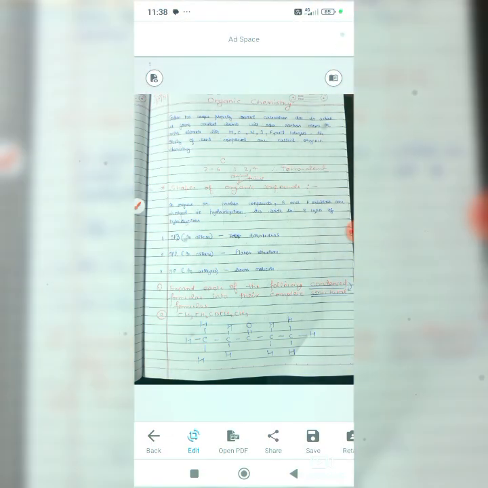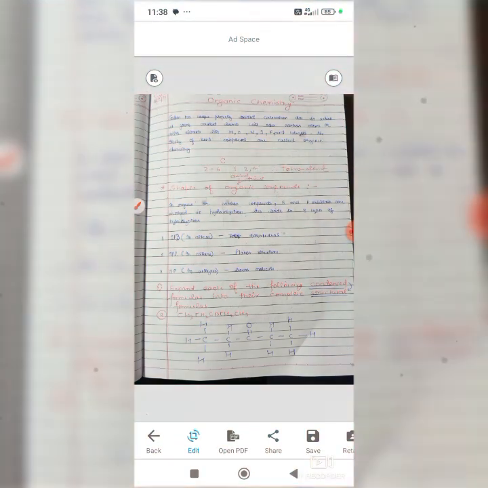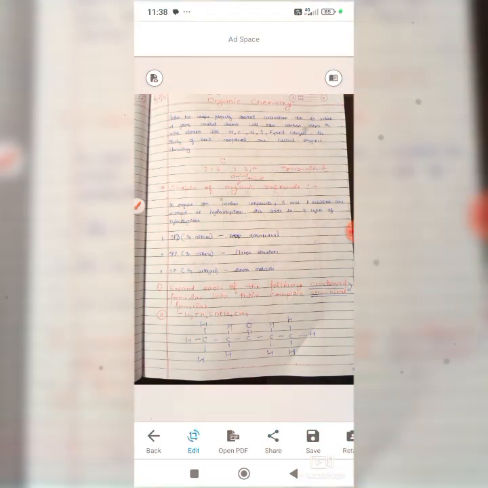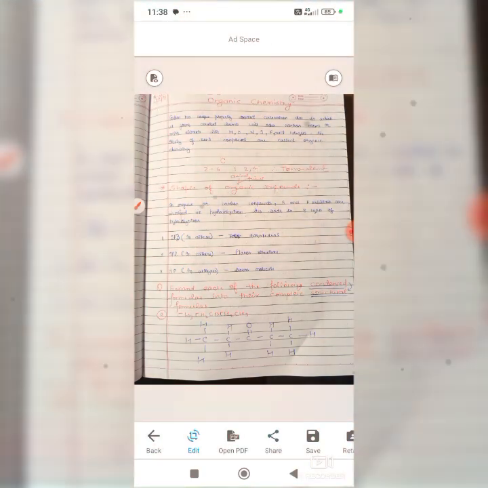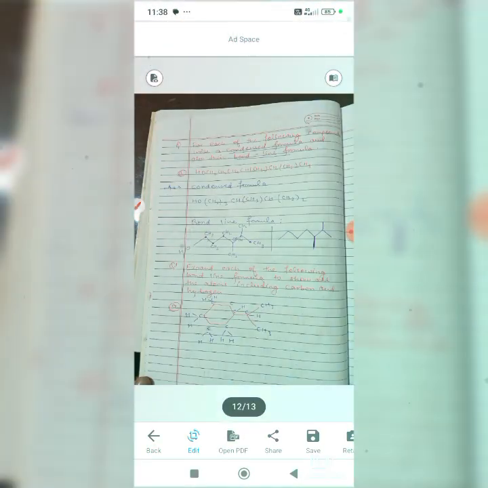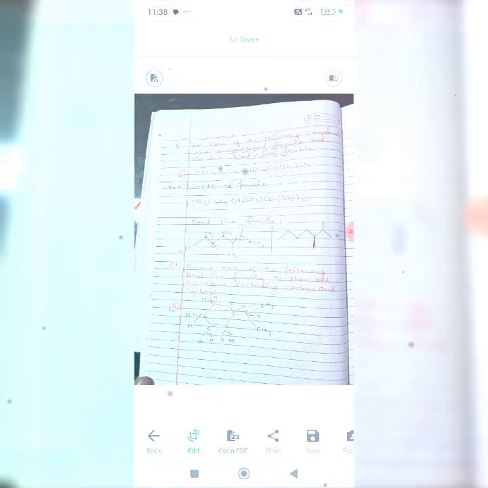Expand each of the following condensed formulas into their complete structural formula. We have the very first question, CH3, CH2, CO, CH2, CH3, in which we have 5 carbon atoms and we just have their long chain structure, providing hydrogen on each side, satisfying the valency of carbon. Now again we have bond line formula.